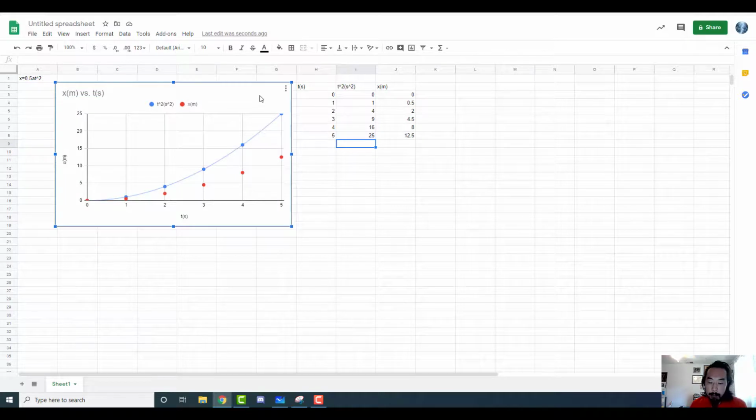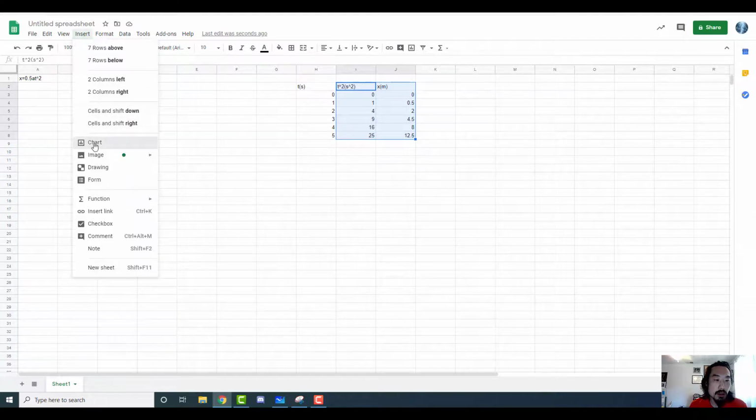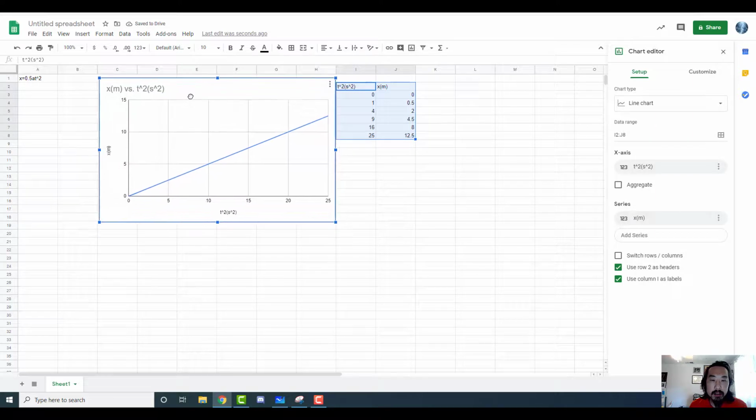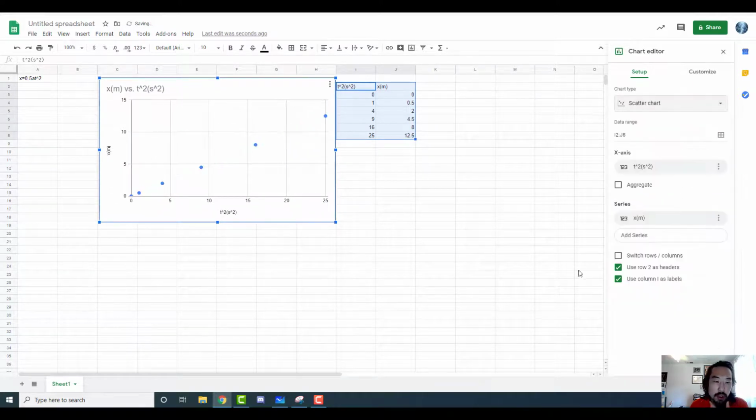I'm going to get rid of this chart, and show you what our new graph will look like. I'm going to highlight the time squared and the position, and insert a chart. I get something that looks like a linear line. Just to prove it, I'm going to create a scatter chart.